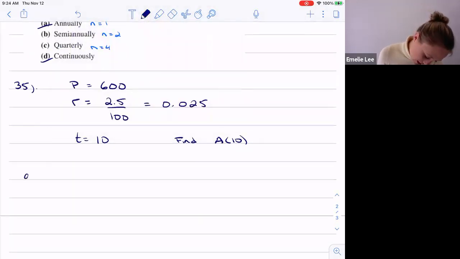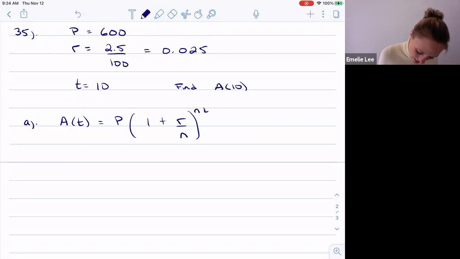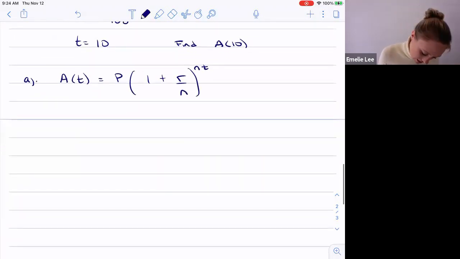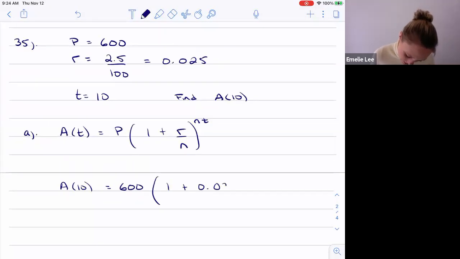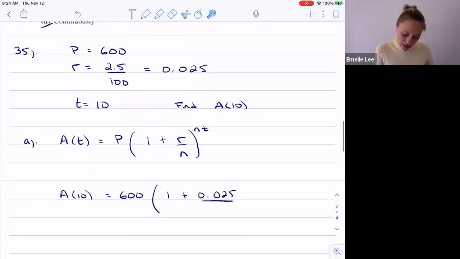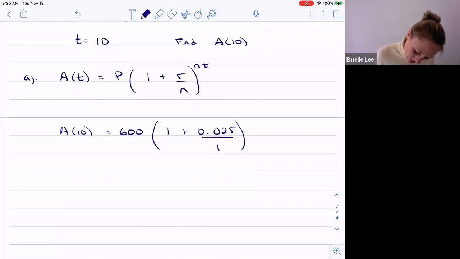Okay, so for A, we have A of T. I'm just going to grab that formula that we introduced earlier today: P times 1 plus R over N to the power of N T. Plugging in all our values here, A of 10 is what we want to find. So we're going to let T be 10, and P is 600 times 1 plus 0.025 divided by N, which in this case is 1. That's the only thing that you're going to change as you go through. So if you do B and C, only N is going to change. Everything else is going to stay the same. So that's why we only need to do one of these. So 1, and then 1 times 10.